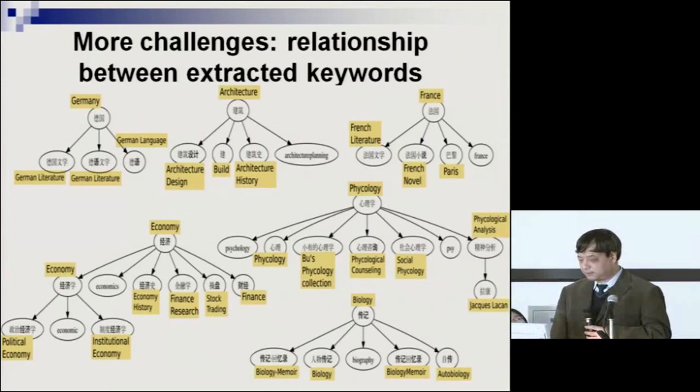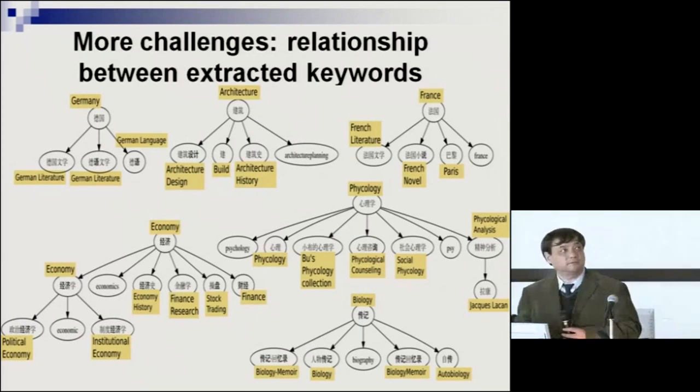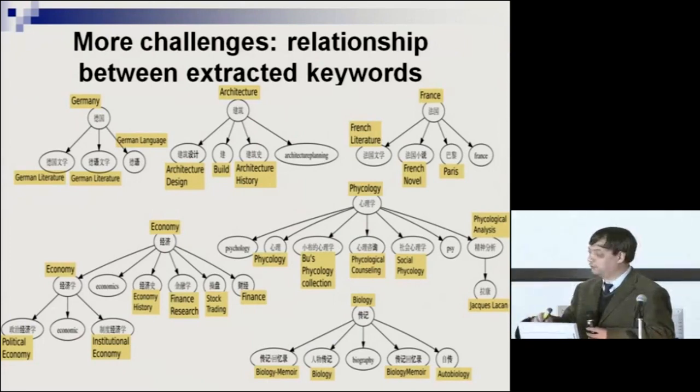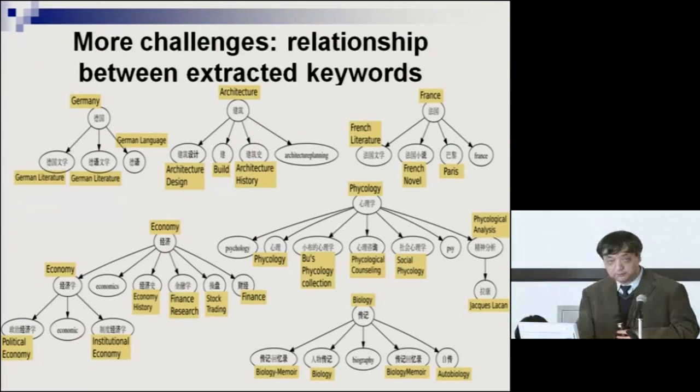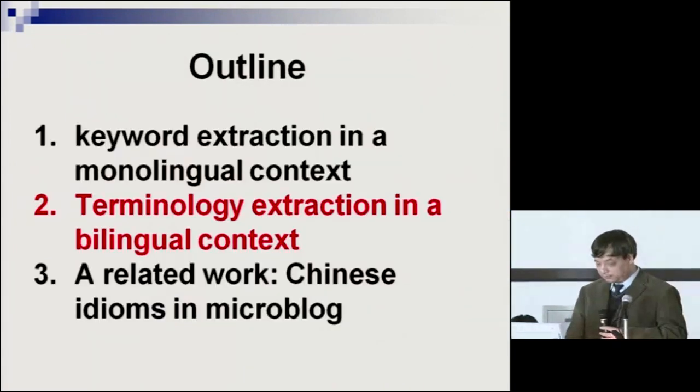That's one factor. Another possible improvement for our system is that the keyword cloud has no relationship between keywords, but we are doing some research. We try to find some relationship between keywords automatically. We try to find a hierarchical relation among keywords. So that's for part one.